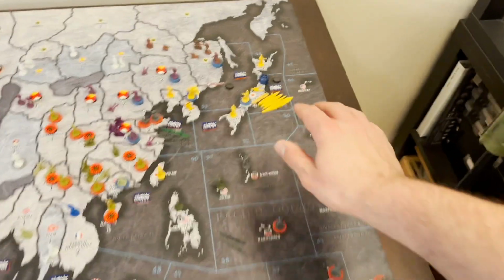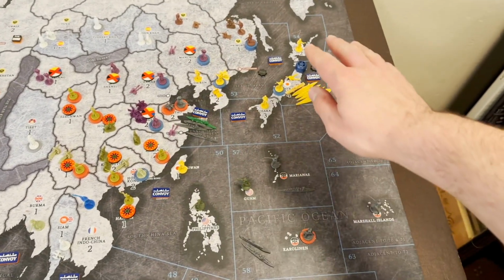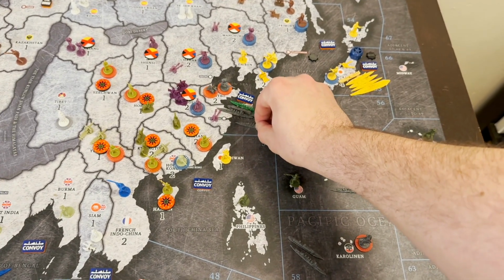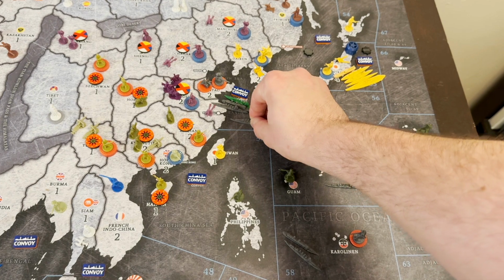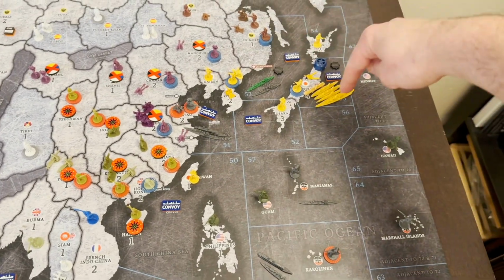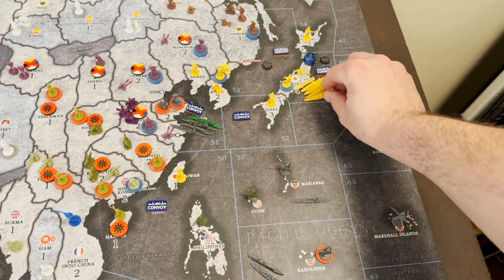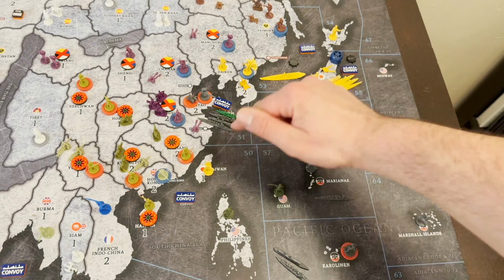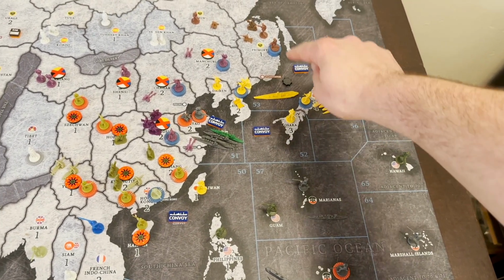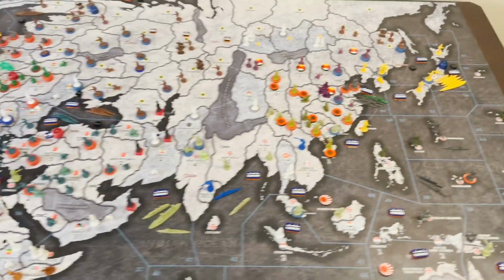Japan, if they're neutral, their ships can go adjacent to any territory they control. Germany or Austria could come up here to this sea zone because it's adjacent to Japan, but it's also adjacent to Russia, right? If Japan moved ships over there, they would not be able to do that because it's not adjacent to a territory that they control, even though it's adjacent to an at-war power. Okay.